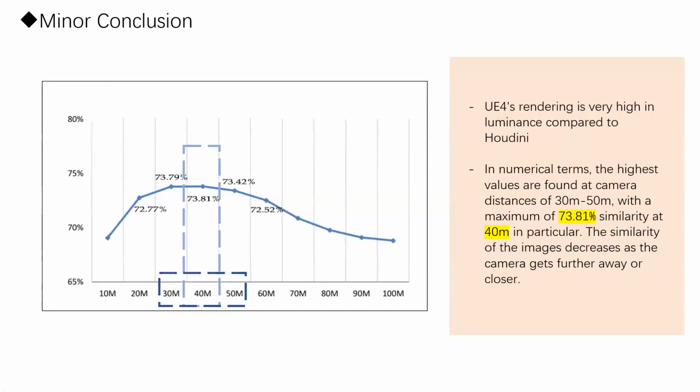The rendering images from the 10 camera locations are compared, and the table of the similarity looks like this. We can see the highest values are found at camera distances of 30 meters to 15 meters, and the highest similarity of 73.81% was obtained at a camera distance of 40 meters. The similarity of the images decreased as the camera gets further away or closer.